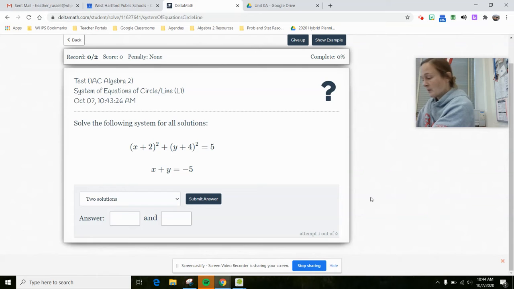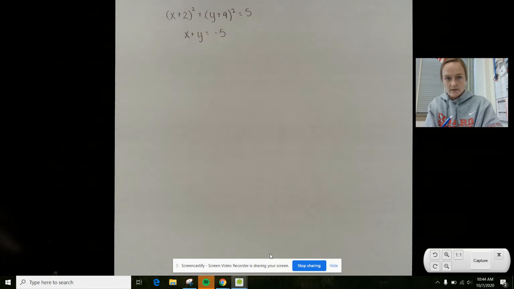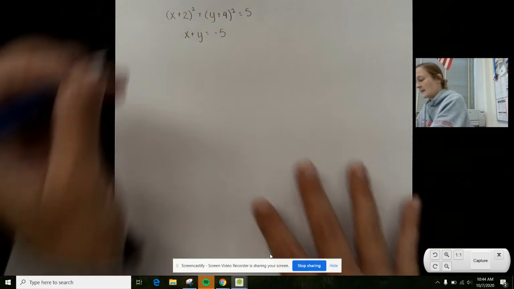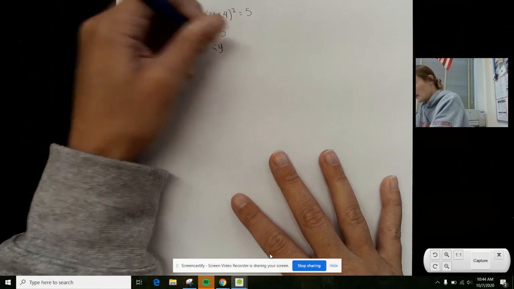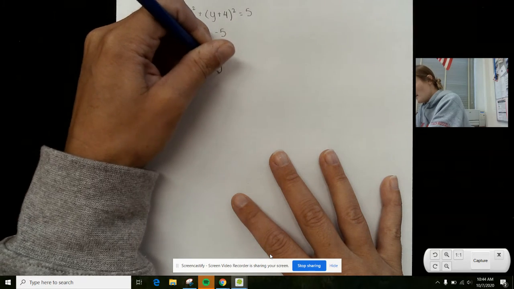So I'm going to write my problem down, and then I'll switch my screen so that you guys can see what I'm doing. So I've got (x plus 2) squared plus (y plus 4) squared equals 5, and x plus y equals negative 5. All right, so there is my problem. I'm going to isolate x in the bottom equation. So I'm going to subtract y from both sides. So I get x equals negative y minus 5.